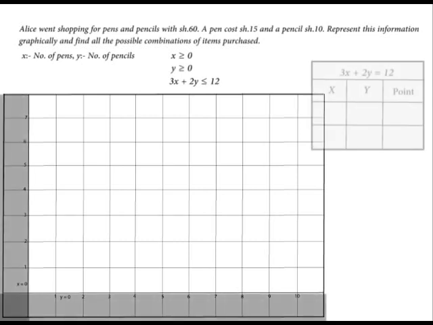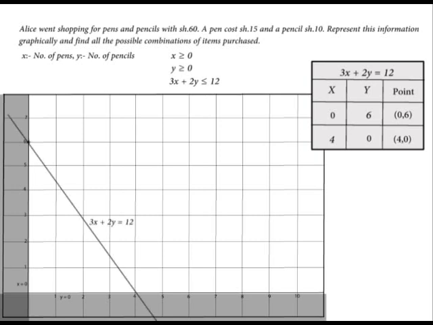The next line, 3x plus 2y is equal to 12. We get 2 points. When x is 0, y will be 6. So the first point is (0, 6). When y is 0, x will be 4. So the other point is (4, 0). The line is continuous as well. But which side do we shade?